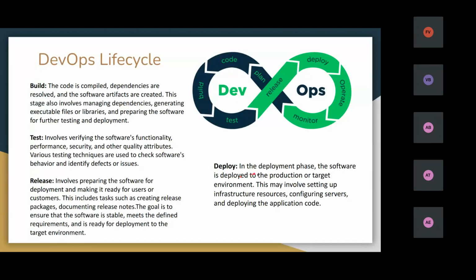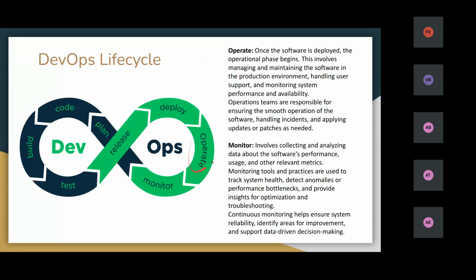In this stage, the software is deployed to the production or deploy environment. Then further operations are done in the operate stage. Like if some errors came and we need to patch something, it will be done in the operate stage. And the next stage is monitor.